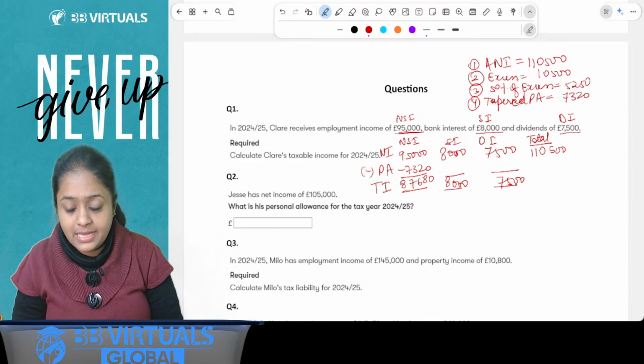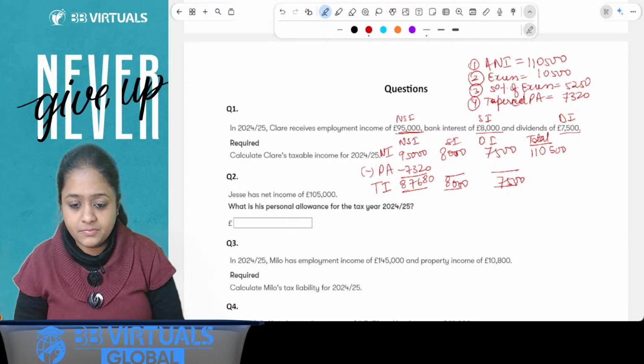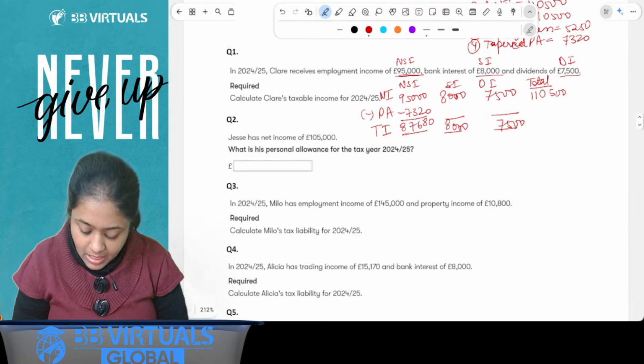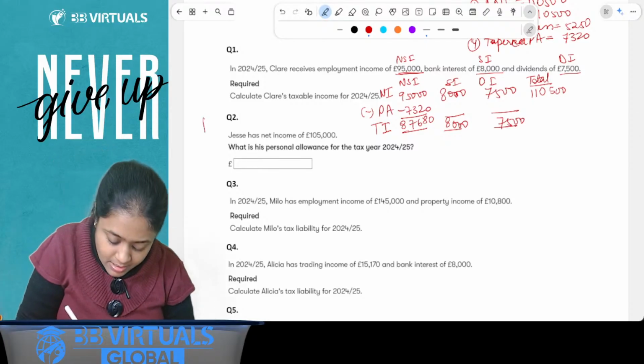Shankar, are you clear with the error? Are you clear how I got the tapered PA at 7,320? Any questions over there? Okay. Now you can do the second one in your homework.